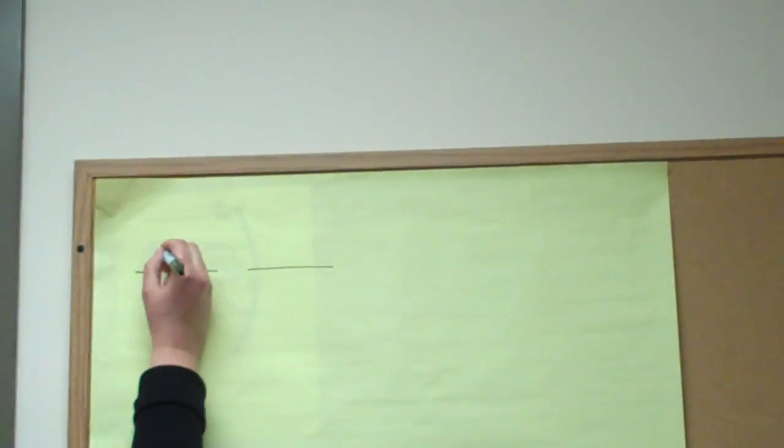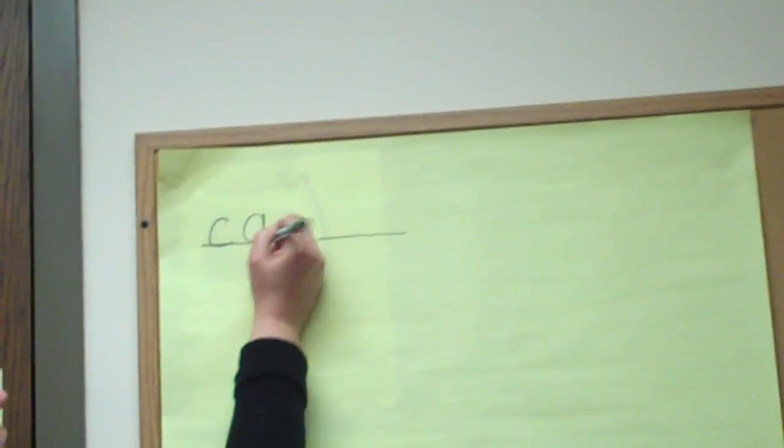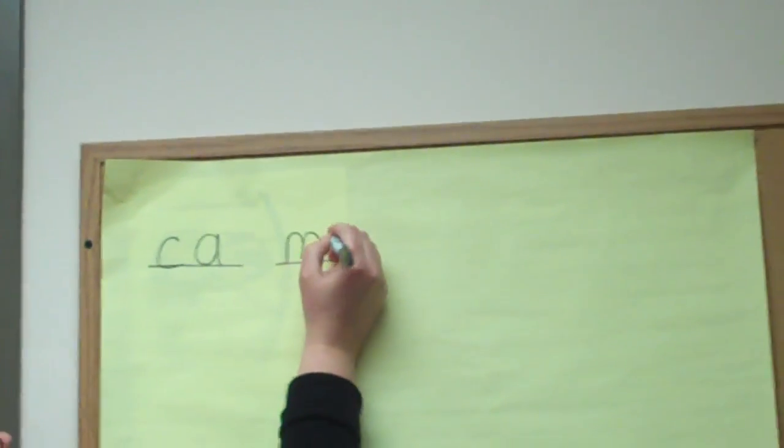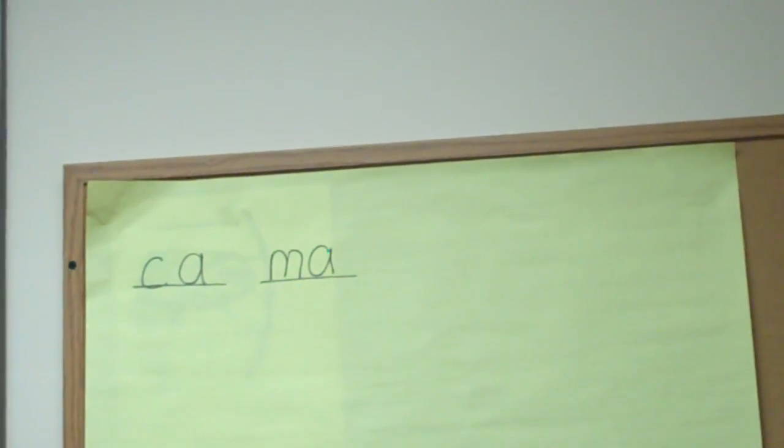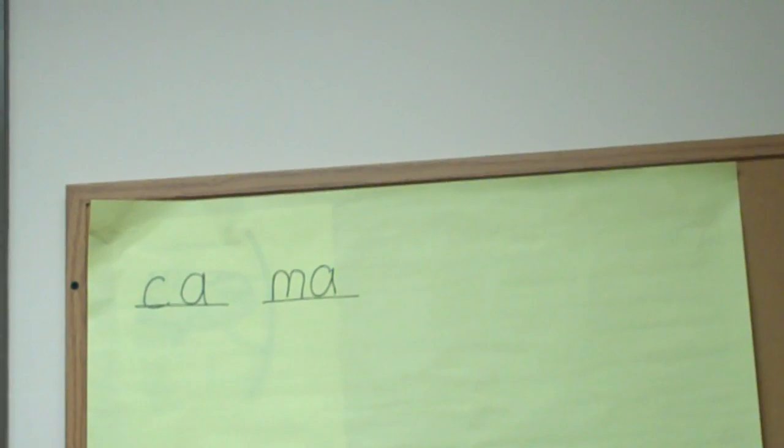Okay, how do you think we would write the syllable ka? If this is what you were thinking, you are right. And then the syllable ma. That word together is cama, cama.